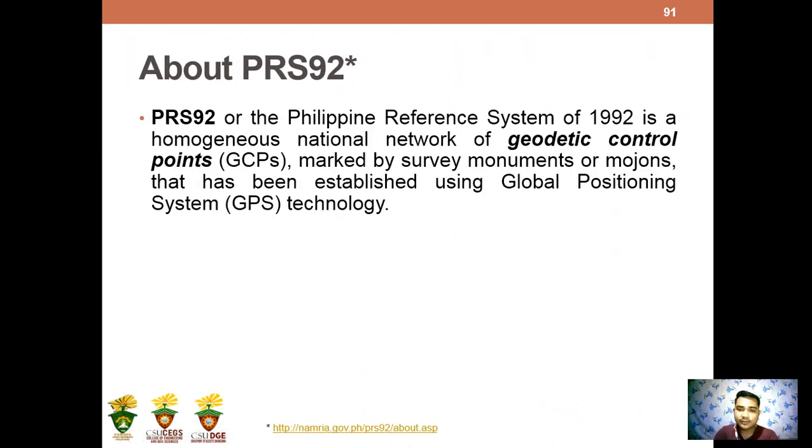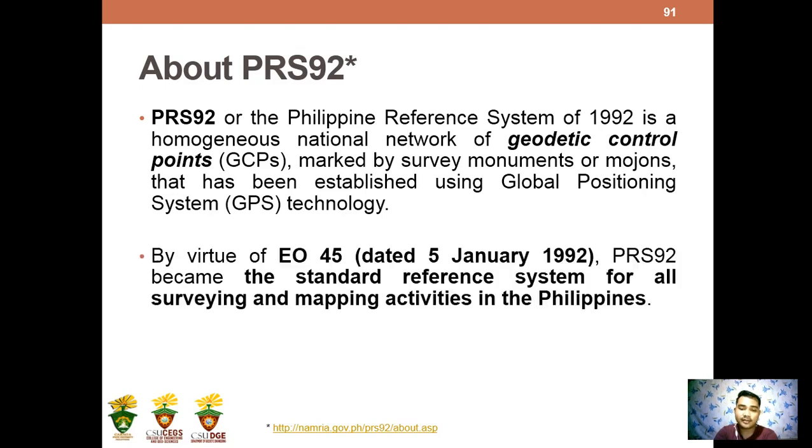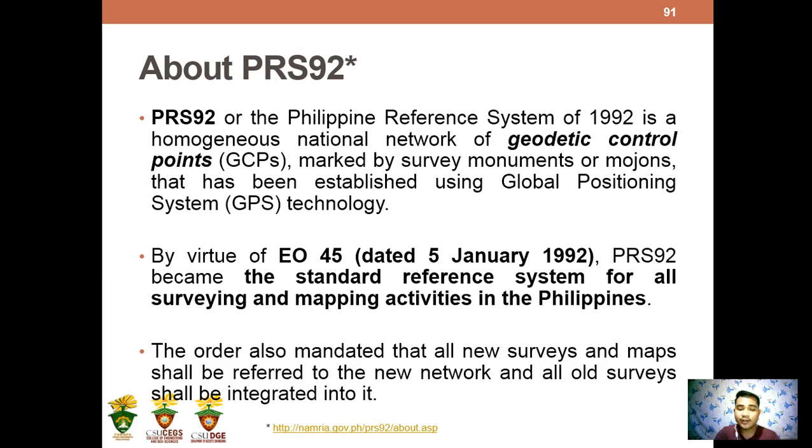More about PRS92. PRS92 or the Philippine Reference System of 1992 is a homogeneous national network of geodetic control points or GCP marked by survey monuments or mohons that has been established using GPS or Global Positioning System technology. By virtue of EO 45 dated January 5, 1992, PRS92 became the standard reference system for all surveying and mapping activities in the Philippines. And the order also mandated that all new surveys and maps shall be referred to the new network and all old surveys shall be integrated into it.